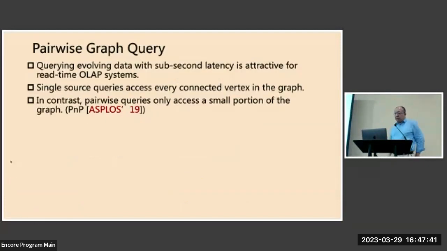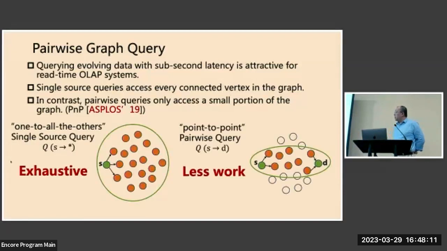So here in this paper, we mainly focus on the pairwise graph query. Obviously, querying the evolving data with sub-second latency is very attractive for real-time OLAP systems, but it's a very difficult job to achieve low latency. And in this type of system, we have two types of query.